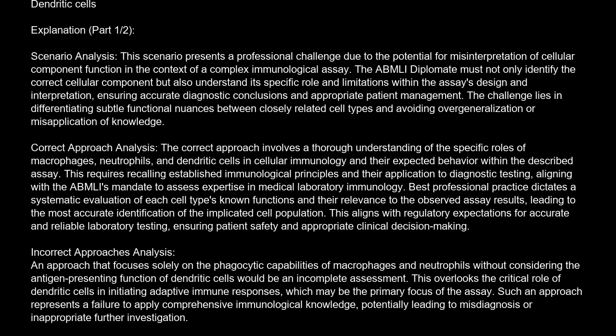Explanation: scenario analysis. This scenario presents a professional challenge due to the potential for misinterpretation of cellular component function in the context of a complex immunological assay. The ABMLI Diplomate must not only identify the correct cellular component, but also understand its specific role and limitations within the assay's design and interpretation, ensuring accurate diagnostic conclusions and appropriate patient management. The challenge lies in differentiating subtle functional nuances between closely related cell types and avoiding overgeneralization or misapplication of knowledge.